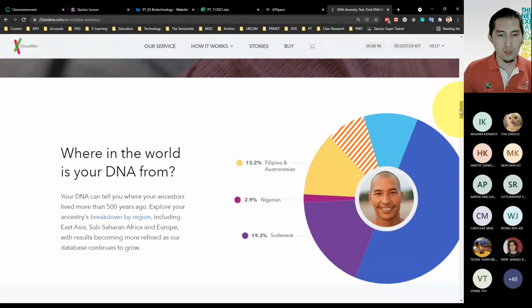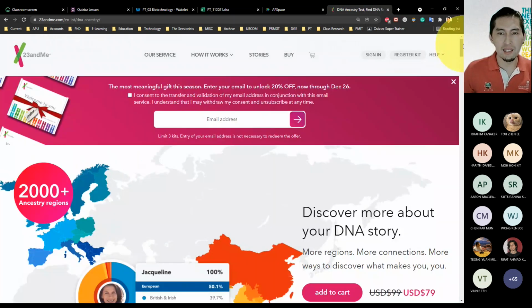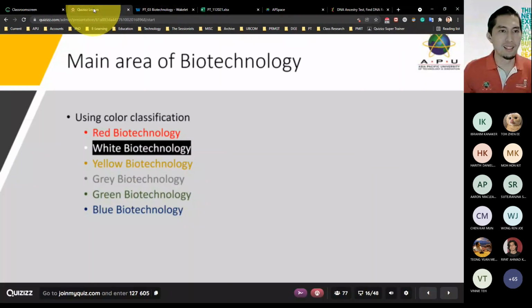Yeah. So just letting you know that something like that is very much available. And interestingly, as you can see, it says enter your email to unlock 20% off. So I guess it's another 20% off. Anyway, so Sa'ad is saying, have you tried this?